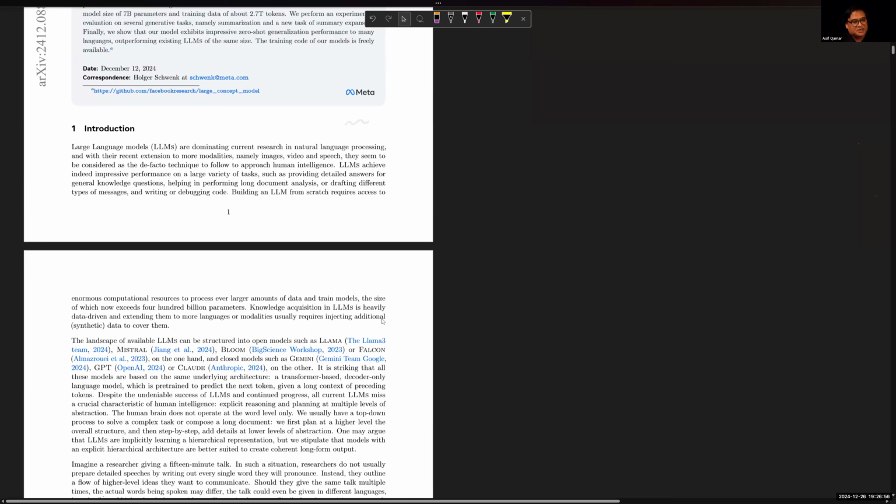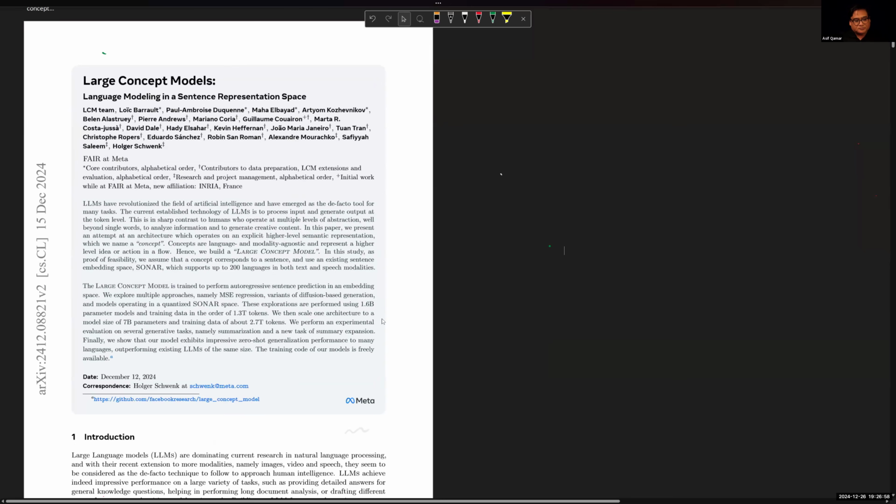So I'll just read the abstract of the paper, and then we'll sort of try to understand this paper in terms of the images that are there. The abstract reads as follows. LLMs have revolutionized the field of artificial intelligence and have emerged as a de facto tool for many tasks. The current established technology of LLMs is to process input and generate output at the token level, which is, of course, the next token prediction engine.